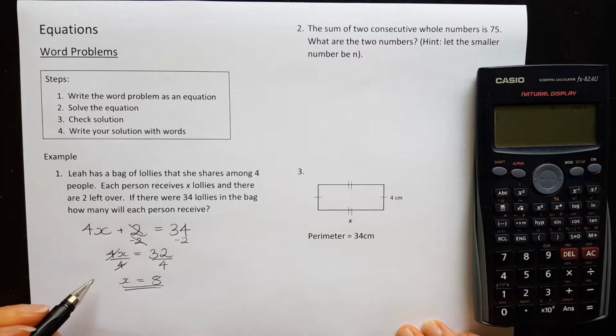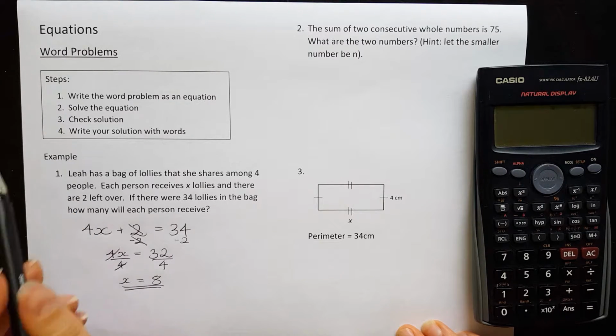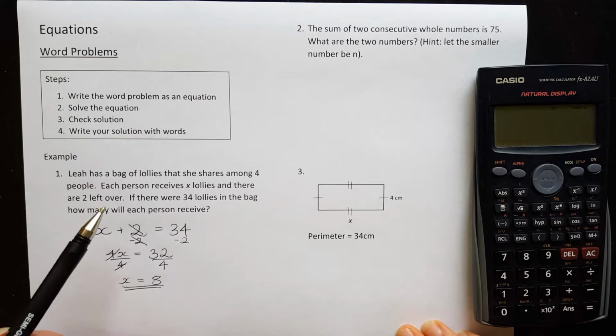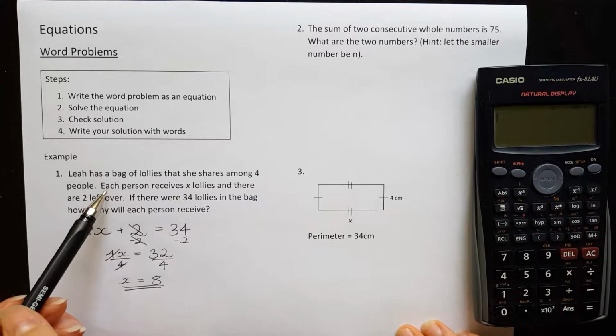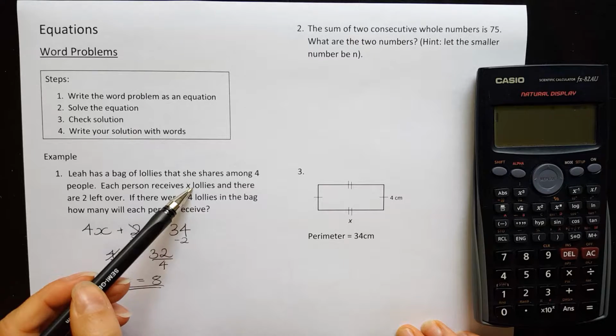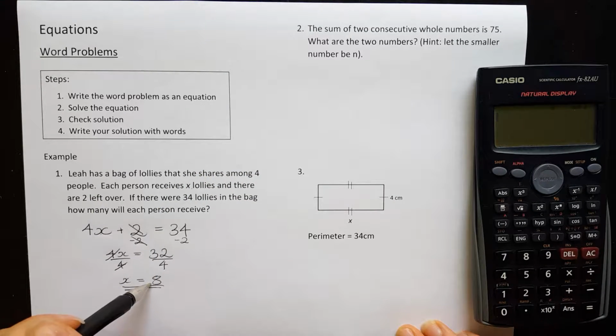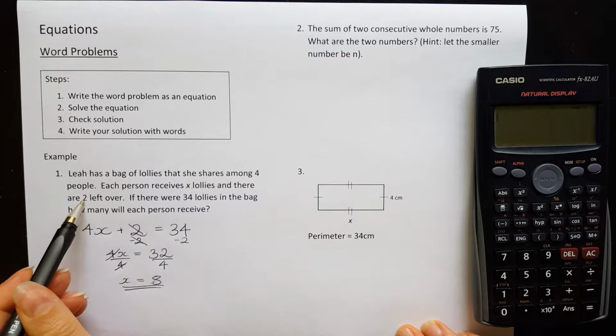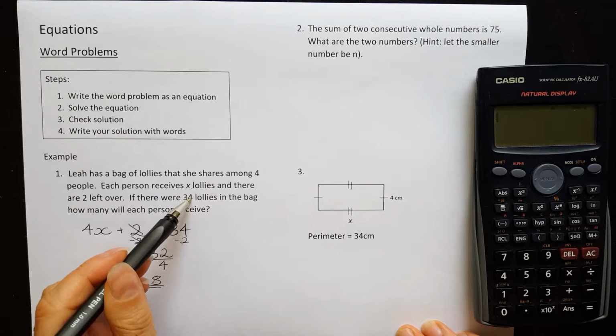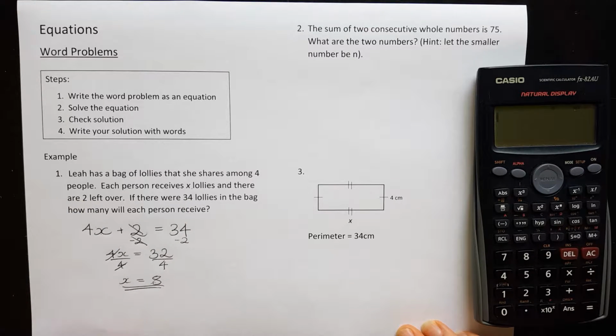Does 8 actually work? Well, let's have a think. This is step 3, we're checking the solution. If each person gets x lollies, which is 8, and 4 people get those lollies, we have 4 lots of 8, which is 32, plus 2 leftover lollies makes 34, which is 34 lollies in total. Okay, so our solution here does work.